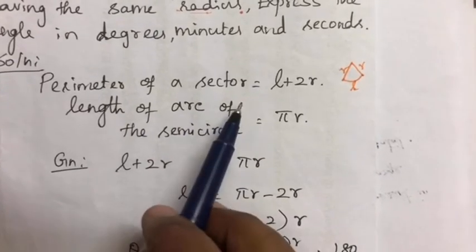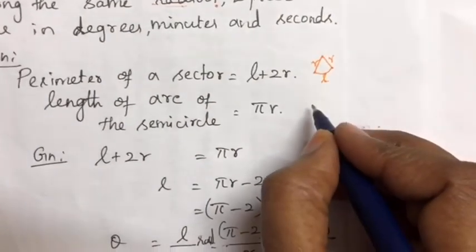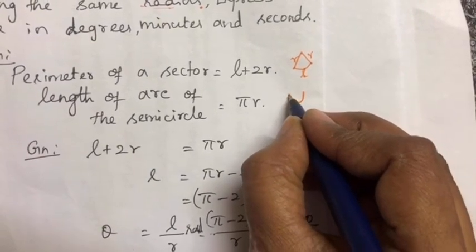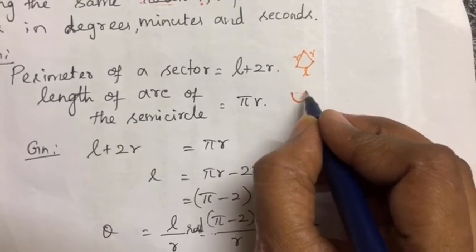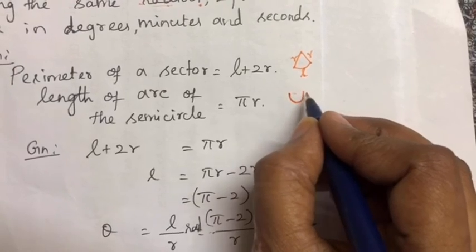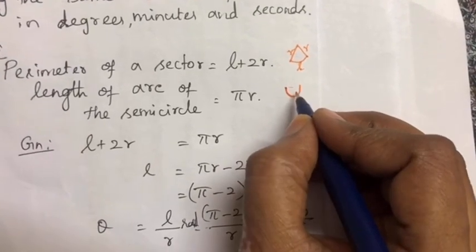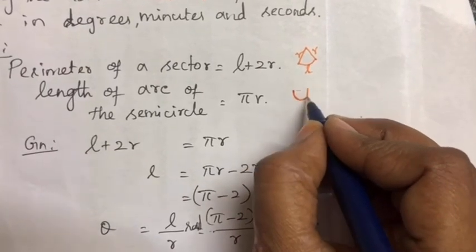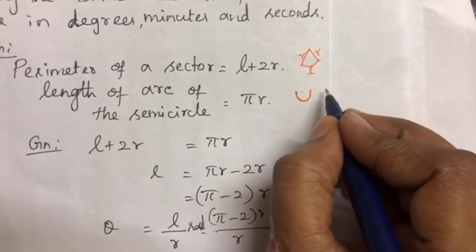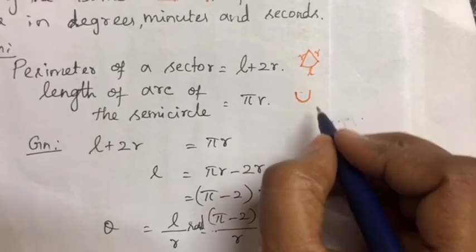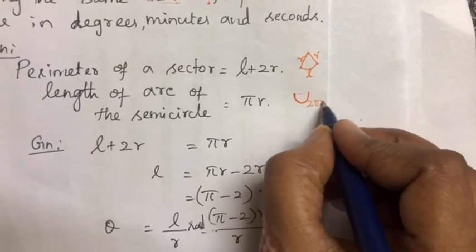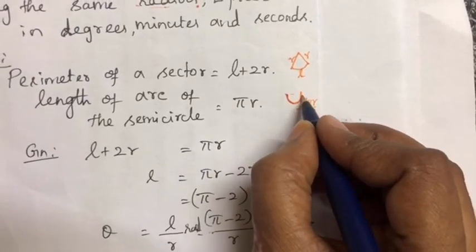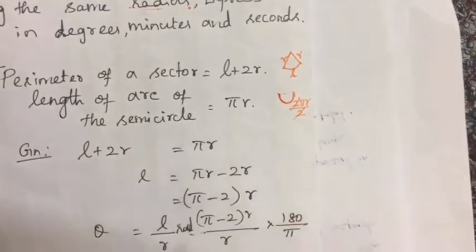Length of arc of the semicircle. Semicircle length of arc of the semicircle is, this is the length of arc. Not this, we should not take the diameter that joins. Okay, this is the length of arc. What is the length of the whole circle? Length of arc, that is the circumference, is 2 pi r. So, half of that. So, 2 pi r divided by 2, you get pi r. So, length of arc of the semicircle is pi r.